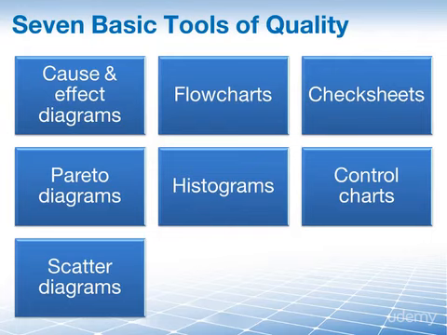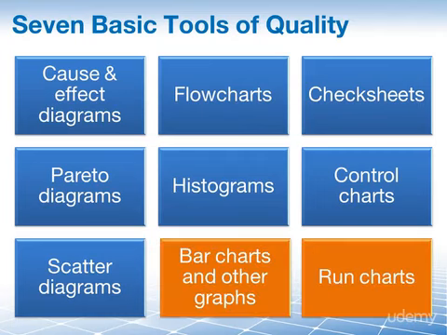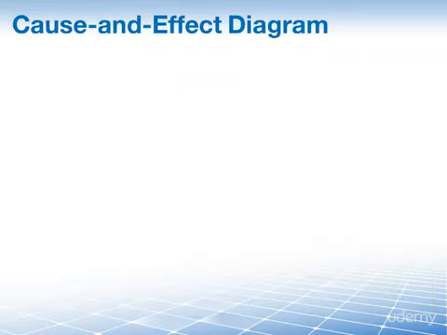In addition to the 7 that are listed in the PMBOK guide, you often find 2 more in various other references as well as in older versions of the PMBOK guide, and we have them here in orange. They are the bar charts and other graphs as well as run charts. So let us begin with the first of the 7 basic tools of quality, the cause and effect diagram. We'll also discuss this in depth in our lesson on the identified risks process.